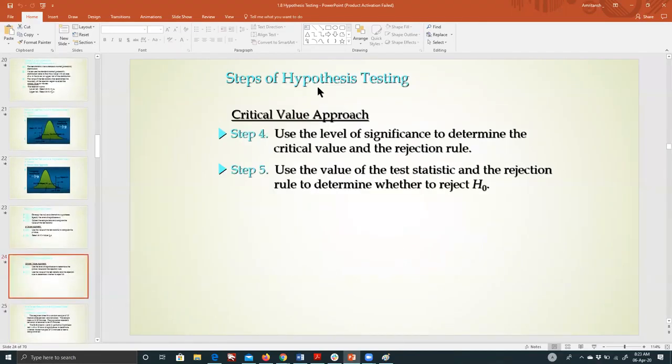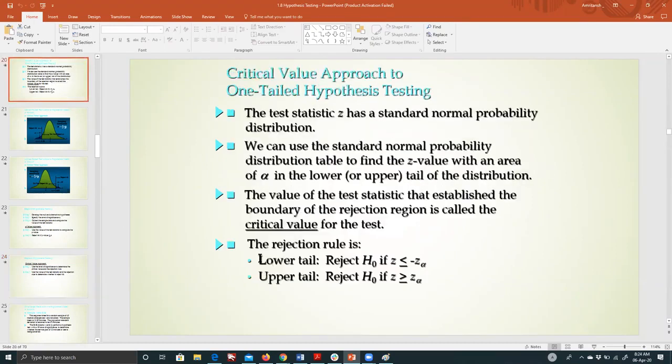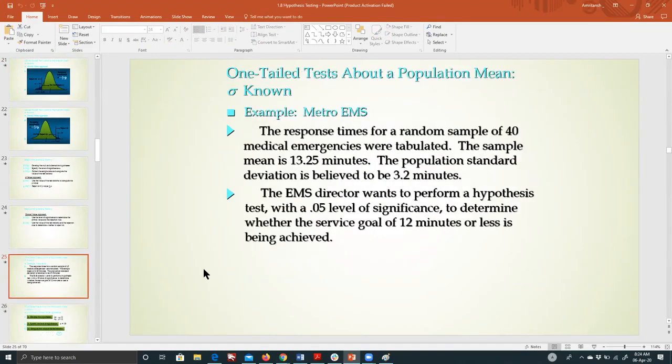In critical value approach, steps 1 to 3 are exactly the same, only the fourth and fifth change. So use level of significance to determine the critical value and rejection rule, and use the value of test statistic and rejection rule to determine whether to reject H naught. And just to remind you, these two are the rejection rules. Okay, so if you are ready, go ahead and solve this one. You guys can use your calculators to solve this one.